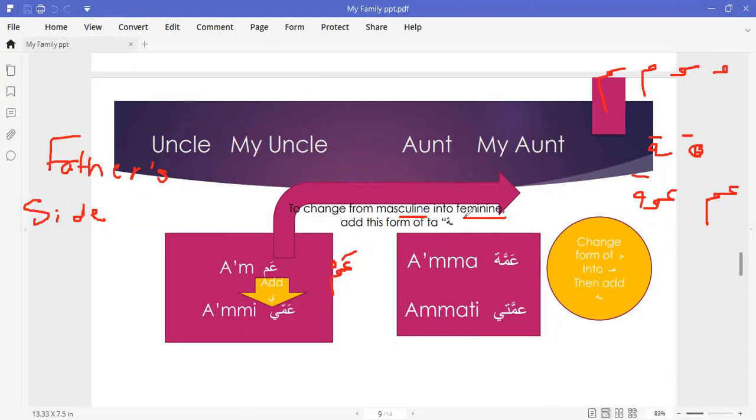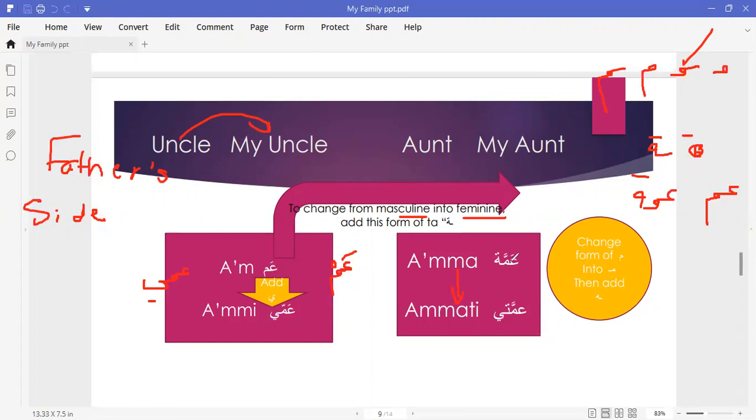Let's go to my uncle and my aunt. Uncle is am. My uncle. To change uncle to my uncle, what do I add? Yeah. Not to the feminine, I just change it like this. I change this form into this form of letter ma. And then what do I add? Yeah, it becomes ammi. Okay.